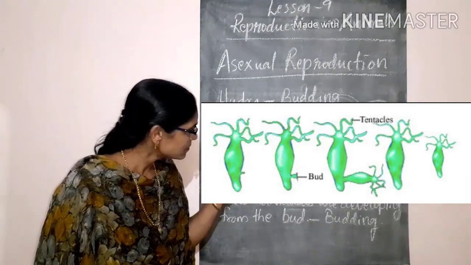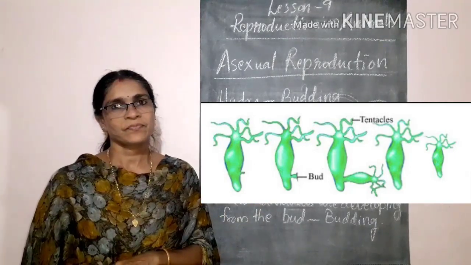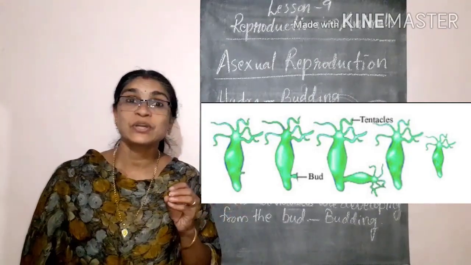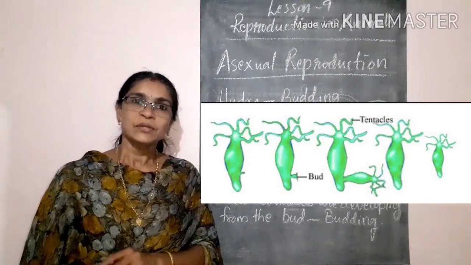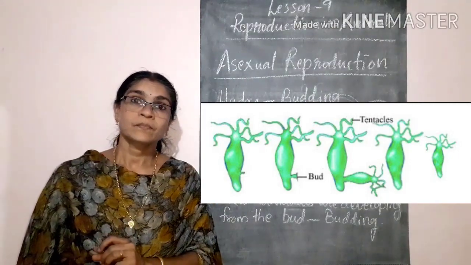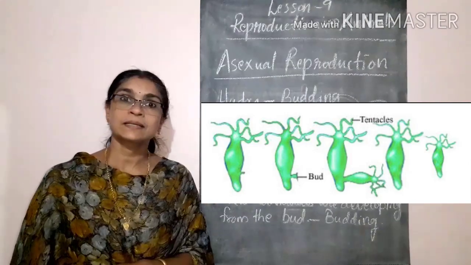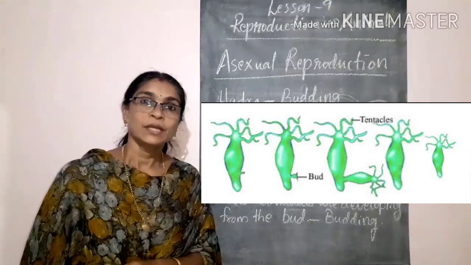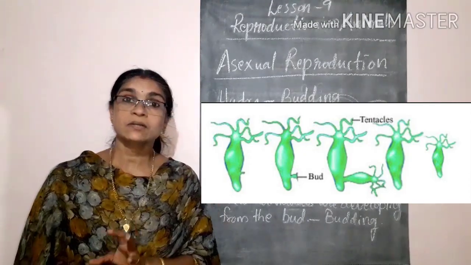And these bulges are called buds. These buds are responsible for giving rise to a new individual. In Hydra, new organisms or new individuals develop from these bulges. So, the process is known as budding. The formation of new individuals from the bulges of the body is called budding.